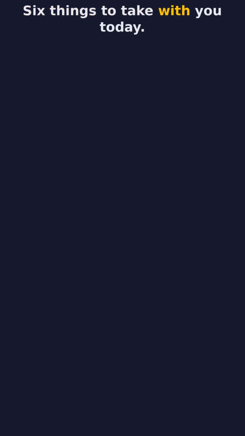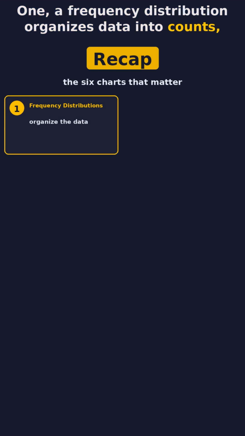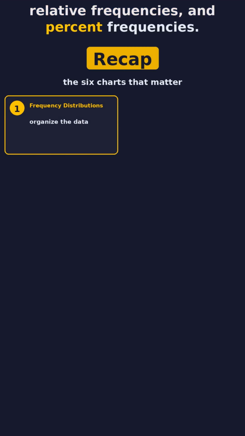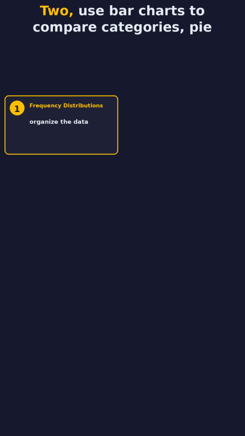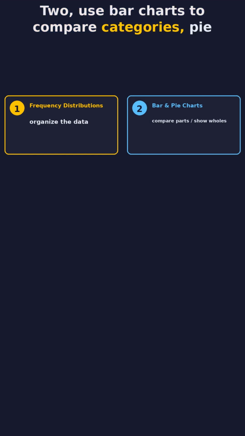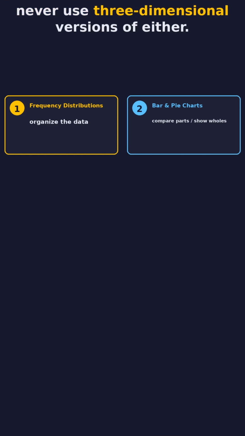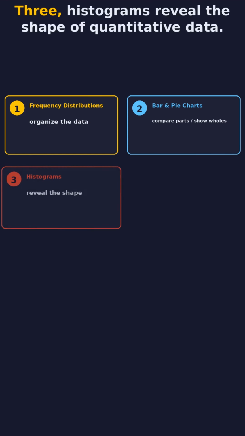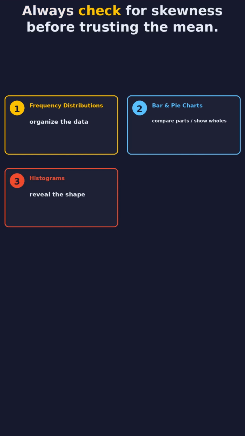All right, let's bring it home. 6 things to take with you today. 1. A frequency distribution organizes data into counts, relative frequencies, and percent frequencies. It's the foundation of every chart. 2. Use bar charts to compare categories, pie charts to show parts of a whole, and never use 3-dimensional versions of either. 3. Histograms reveal the shape of quantitative data. Always check for skewness before trusting the mean.